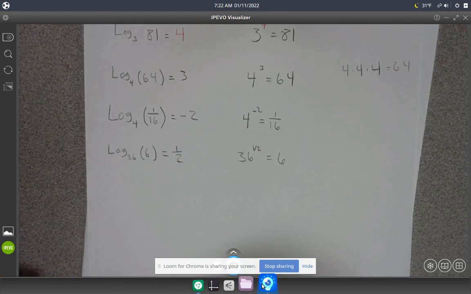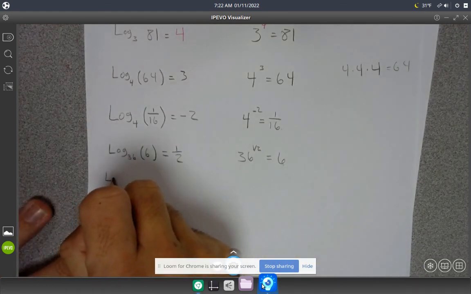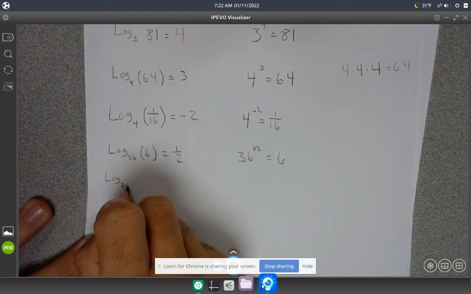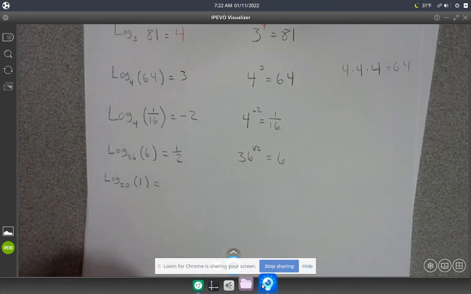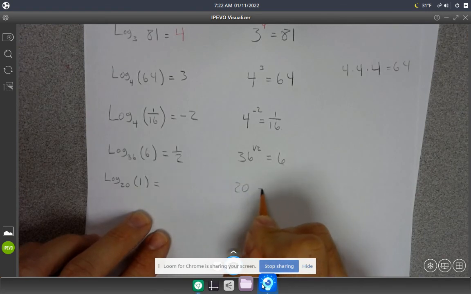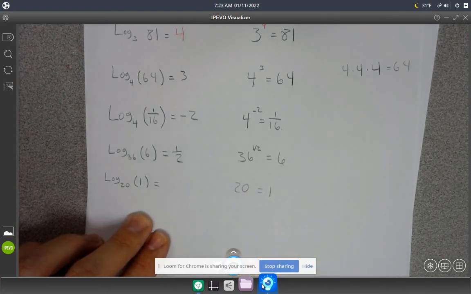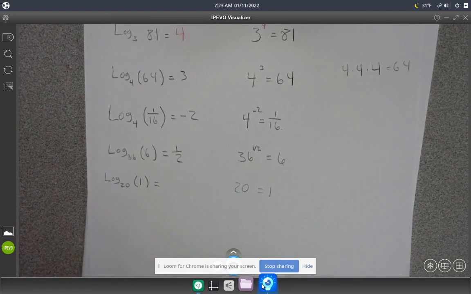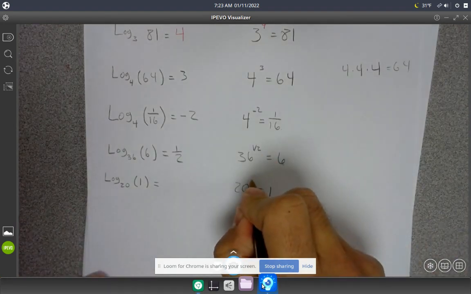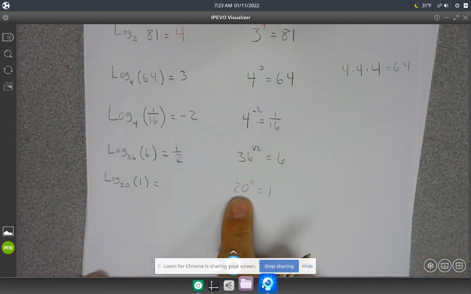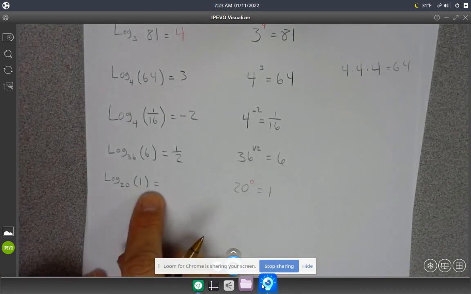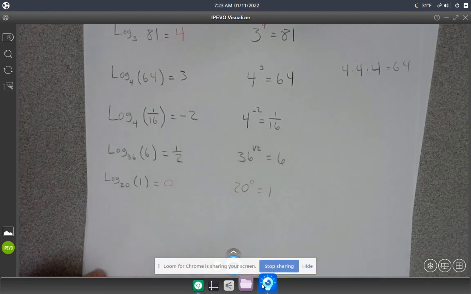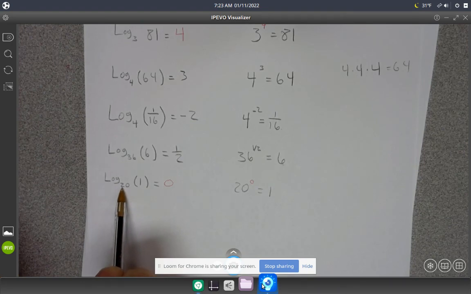All right, this one is kind of a special one. Log base 20 of 1. All right, so this one would be 20 raised to what power is equal to 1. Hopefully by now you've grown accustomed to something like this. Anything to the 0 power is equal to 1. So log base 20 of 1 is 0. So I'm searching for the exponent that I have to raise 20 to so that I get 1 back as my answer.